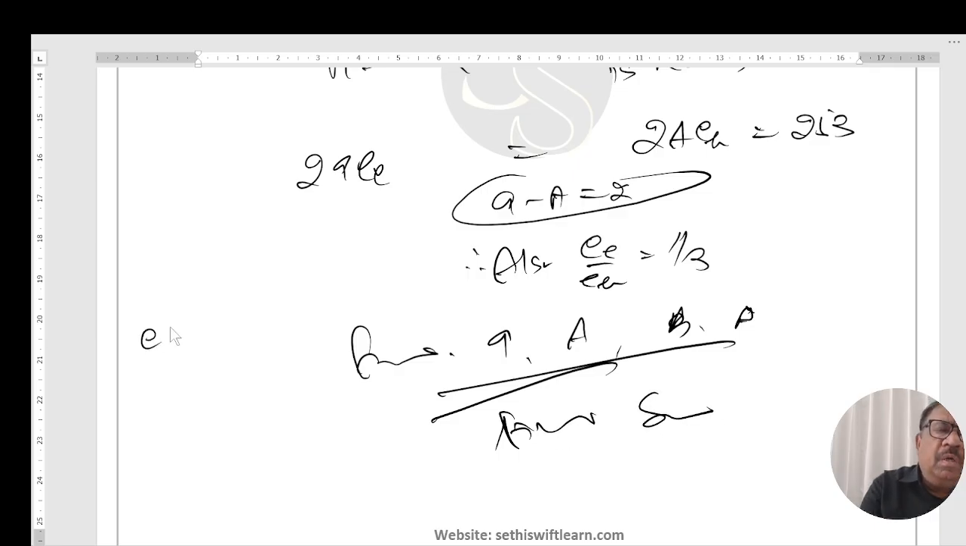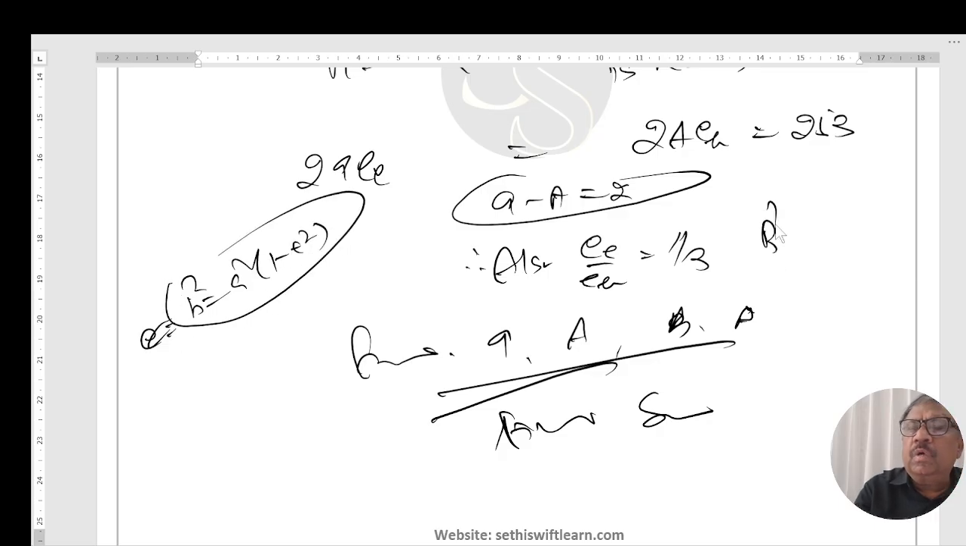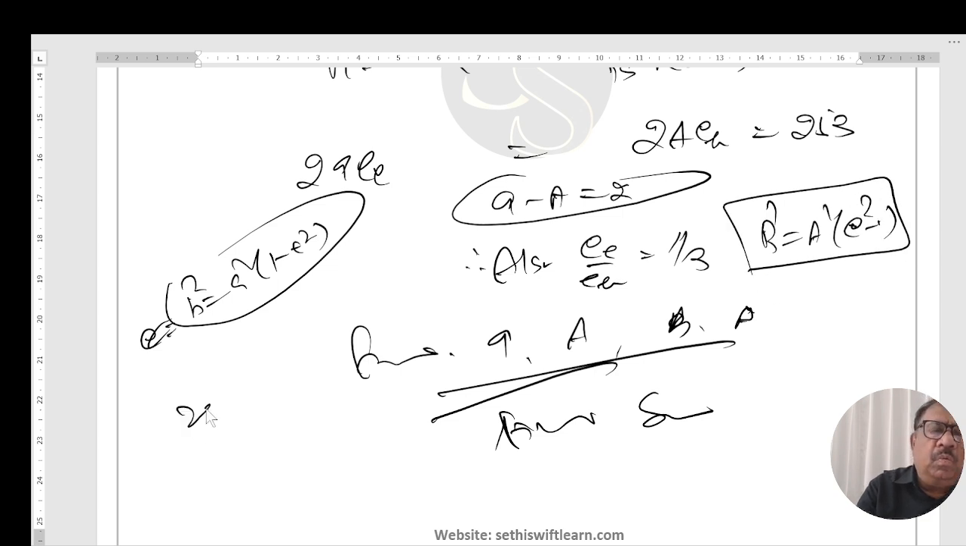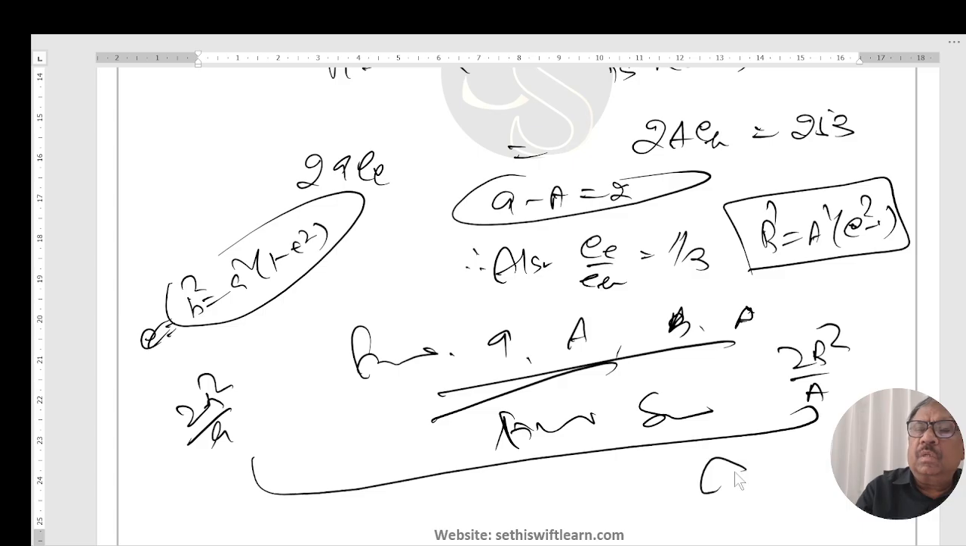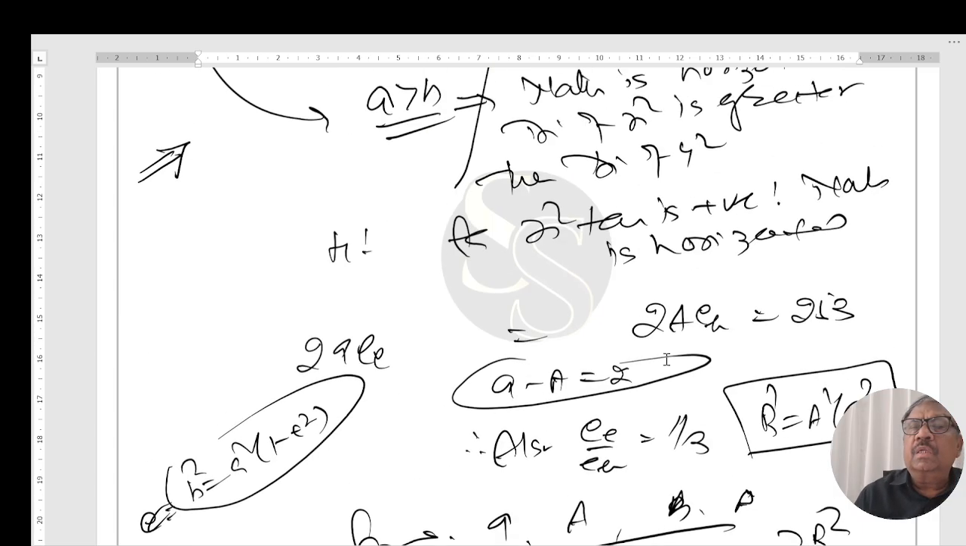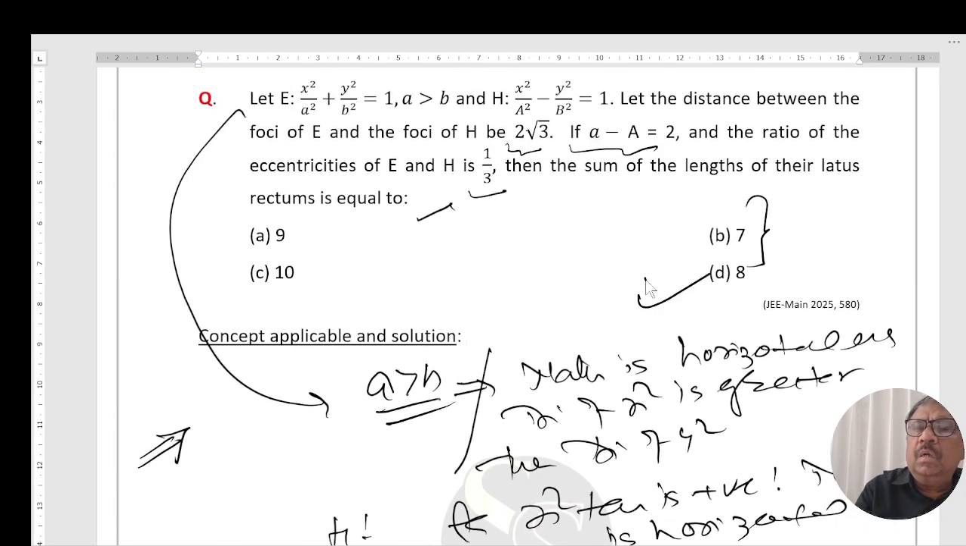In the ellipse case, what will it be? b square equal to a square times (1 minus e square). And in the hyperbola case, b square equal to a square times (e square minus 1). Put in 2b square upon a for each and take the sum of both; that will be the answer. That is the simple procedure. Option D is the correct one in this; you can find it yourself, I have explained the procedure here. Right?